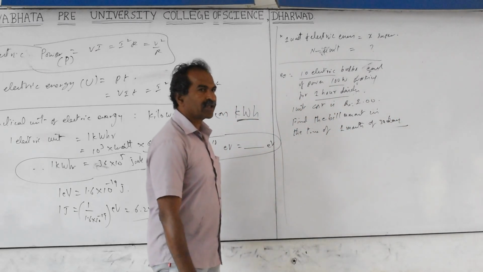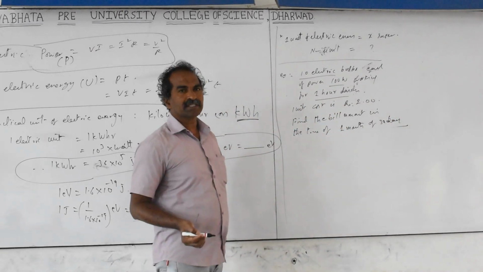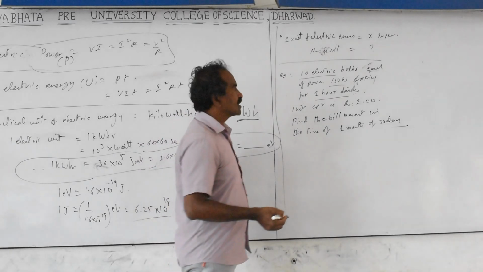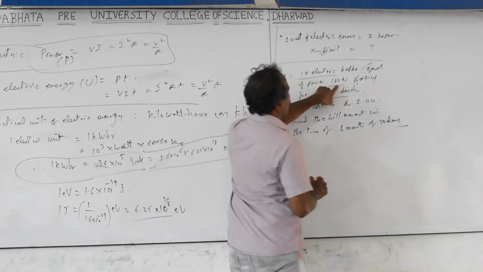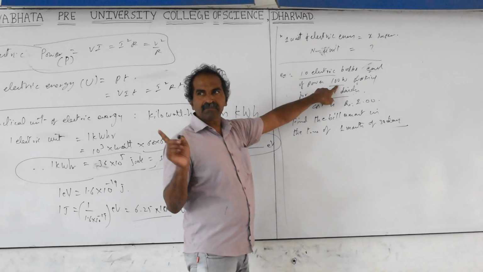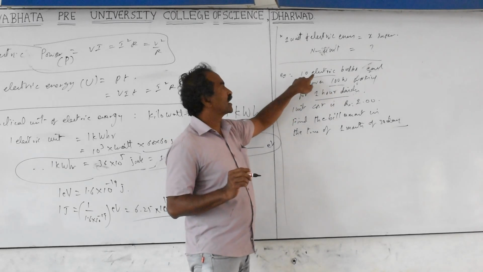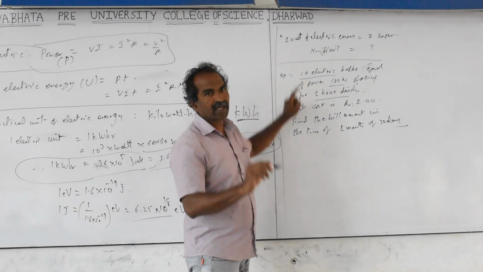So whatever power you are using, that power converted into energy. Power into time itself is energy. What is the power you are using? 100 watts, and 10 bulbs are there. 10 bulbs means total power becomes 100 into 10, 1000 watts, which means 1 kilowatt.